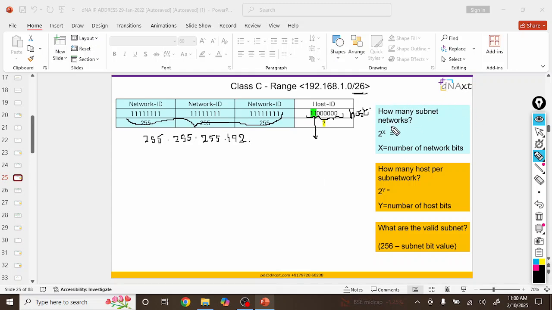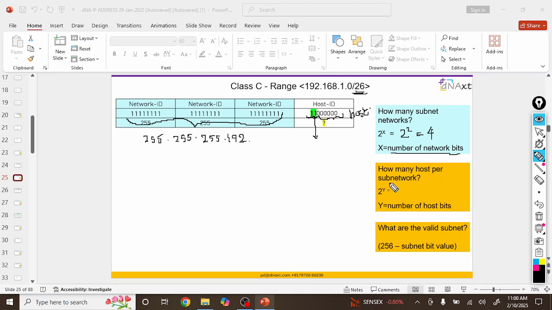How many subnetworks will we get over here? When we borrow 2 bits from the host, we get 2 to the power 2, because 2 to the power x is the formula and the number of subnetwork bits is 2. We have borrowed 2 bits over here in /26. So 2 to the power 2 means we are dividing the major network into 4 subnetworks.